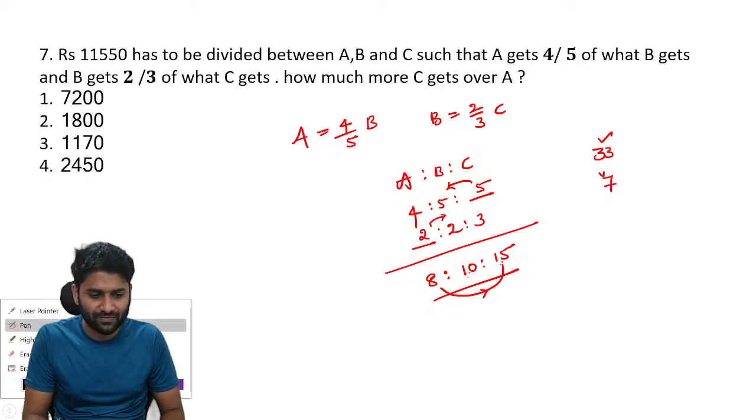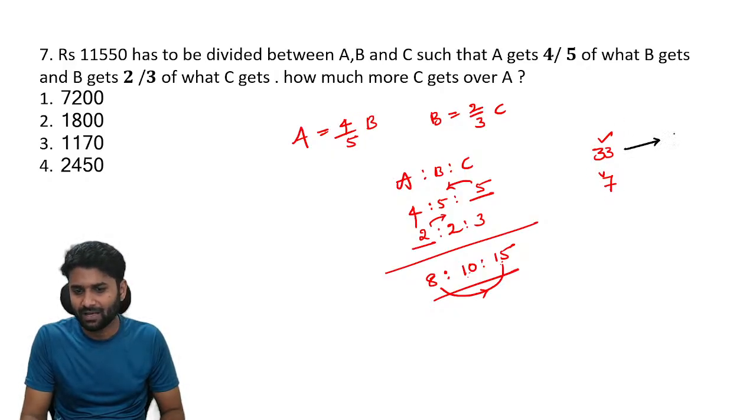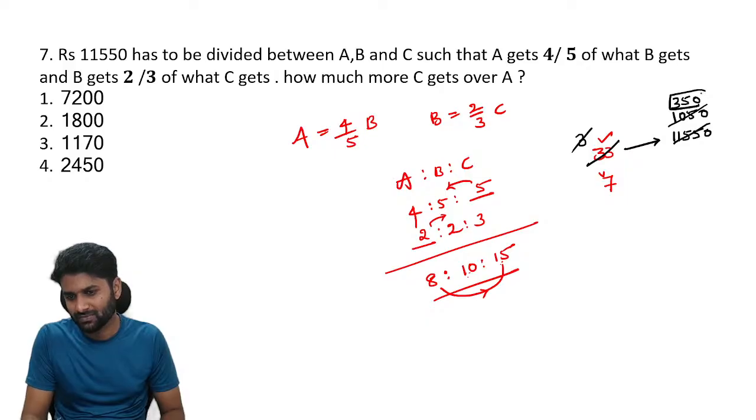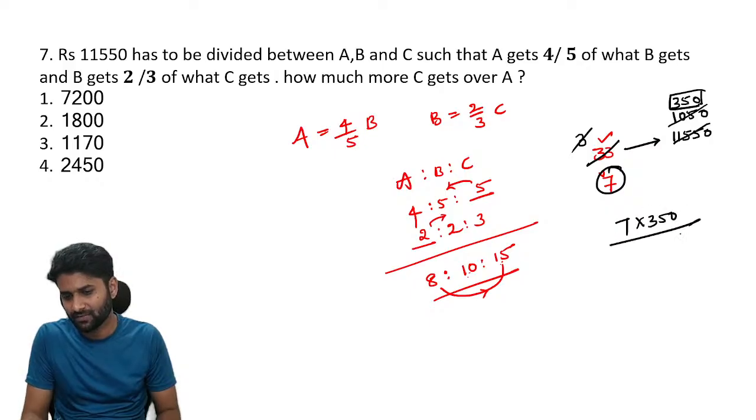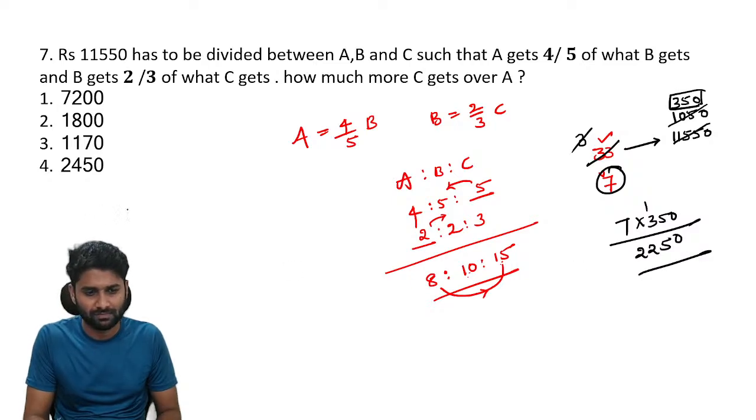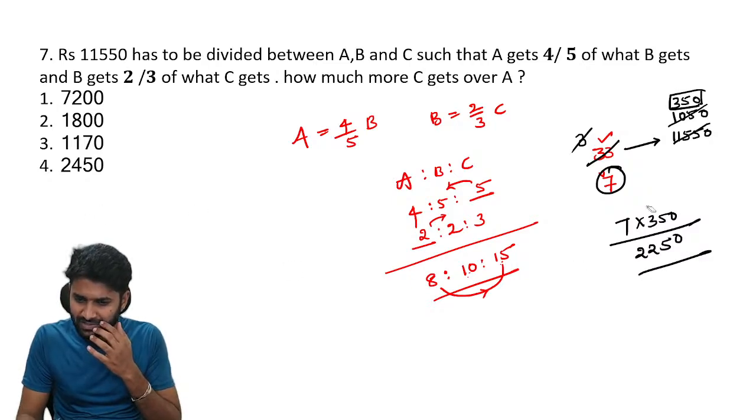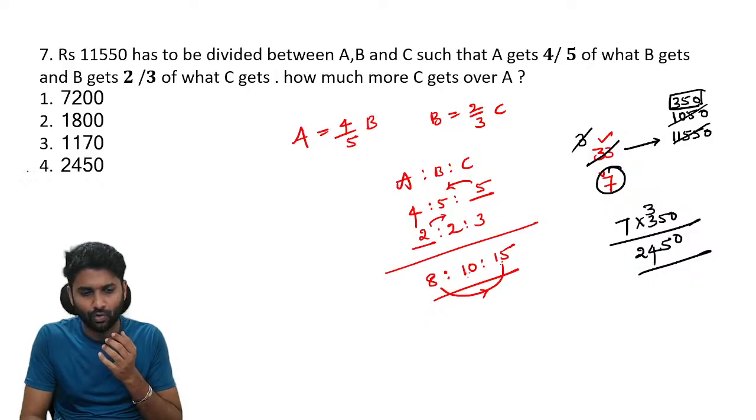But instead of 33, the given value is 11,550. 11 times 3 is 33, so 11,550 divided by 33 is 350. So each unit is 350. Then find the value C more than A by 7 units. Each unit is 350. Answer is 2007. Sorry, it's a 35, right? 2450 is the correct answer.